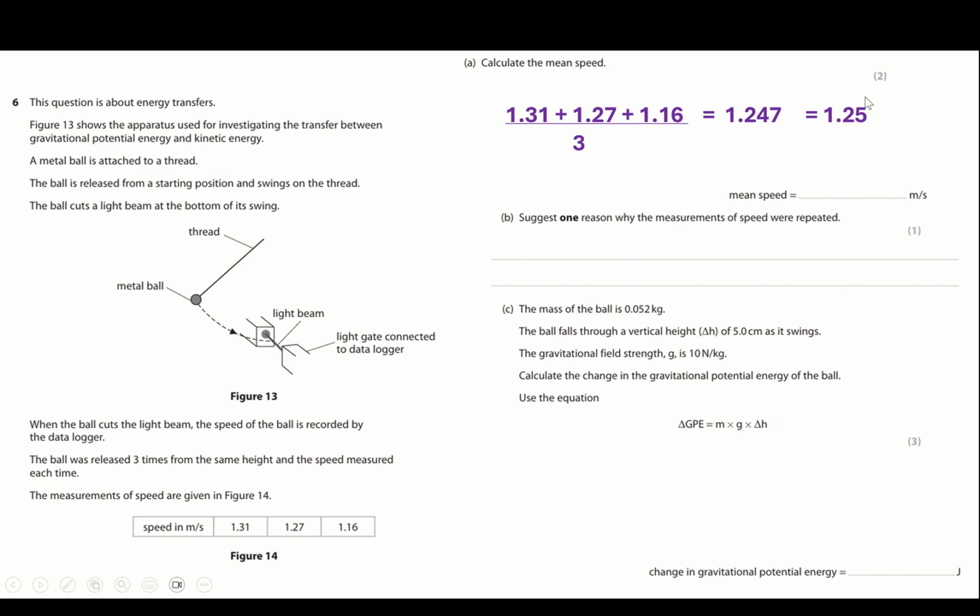But remember, we always express our final answer to the same number of decimal places as our results. We can't make the results more precise with a bit of maths. So that's that there. So mean speed equals 1.25. Suggest one reason why the measurements of speeds were repeated. So it's to identify any anomalous results or to just make our results more reliable. Identify any anomalous results and/or to improve reliability.